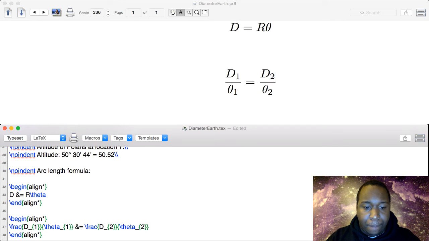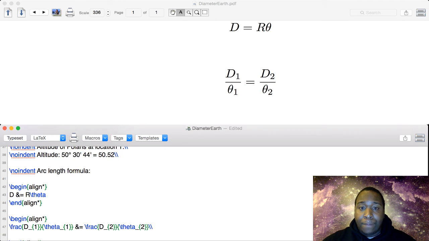So let's go to the next line. And what I would want to do, of course, is solve for d2. Now, the relationship between my fraction on the left-hand side of the equation versus the fraction on the right-hand side of the equation is that d2 will represent the circumference of the Earth. And of course, we know that the circumference of the Earth is calculated by the equation circumference is equal to d times theta.